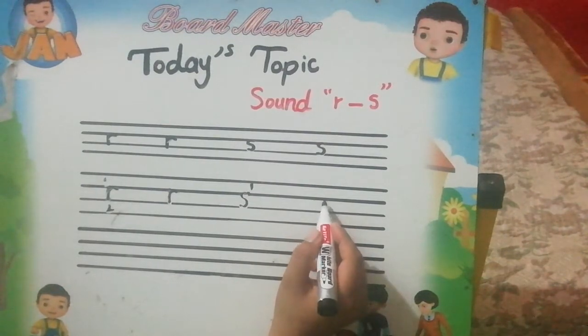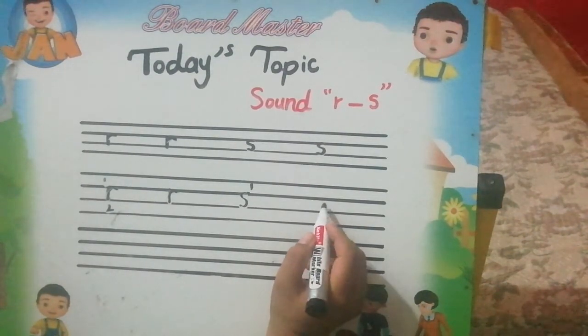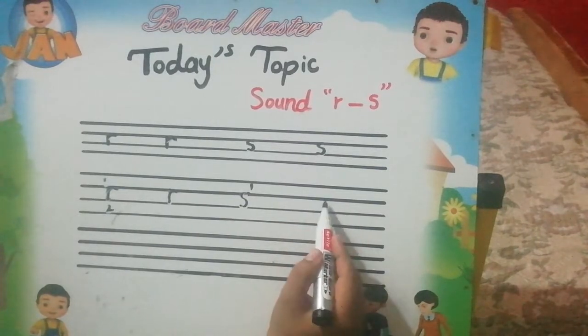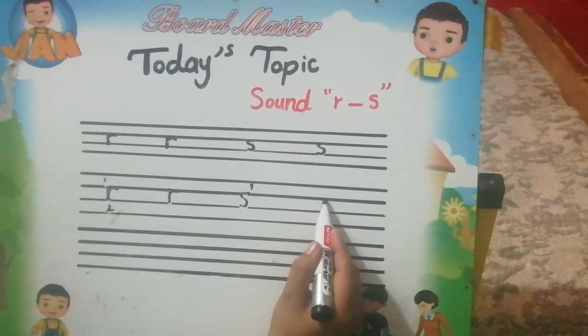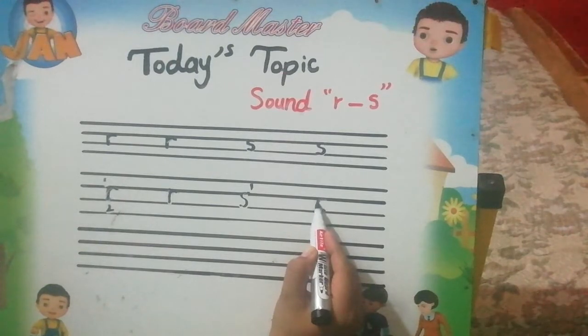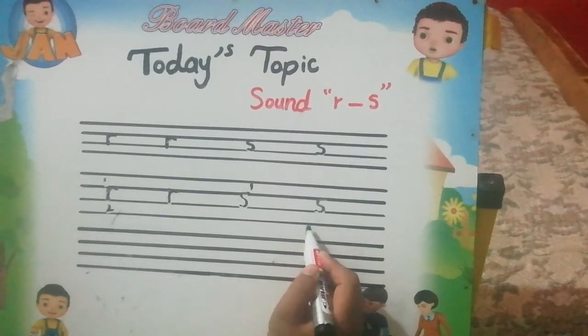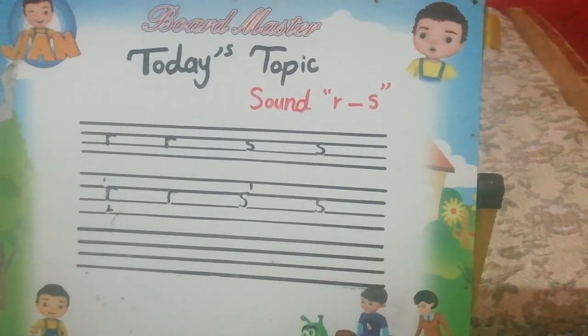Now again writing, please follow the hand strokes, because if you don't understand how we will write s, it will be very difficult for you. Now follow the hand strokes. Start from this dot to a curve, and again curve from this side. It's s. We will write s in the middle of these two lines.